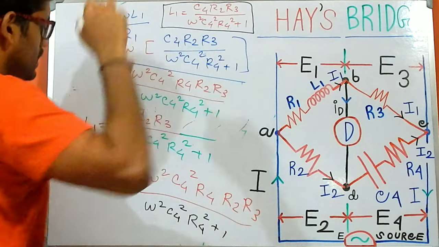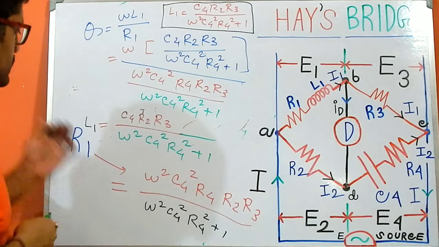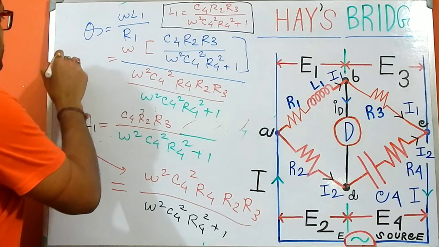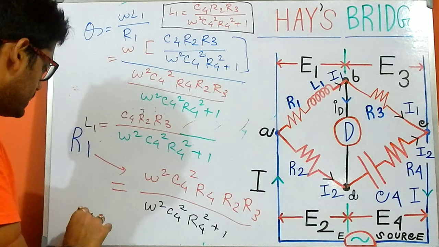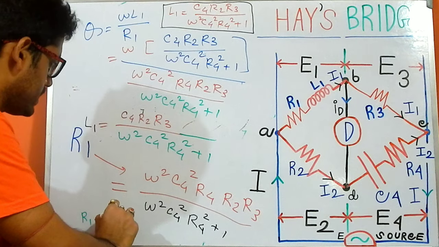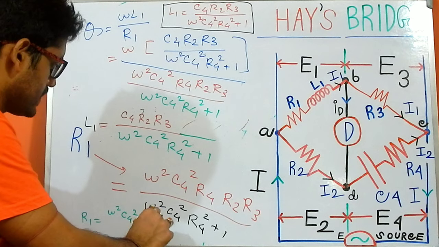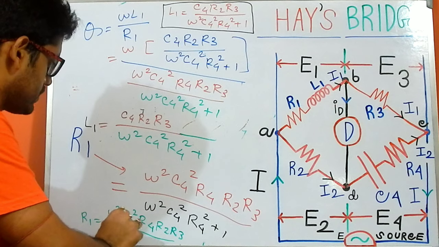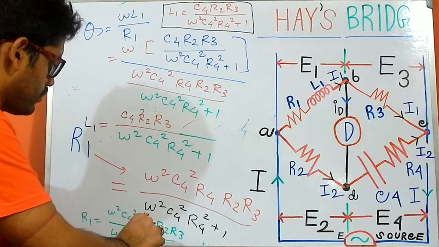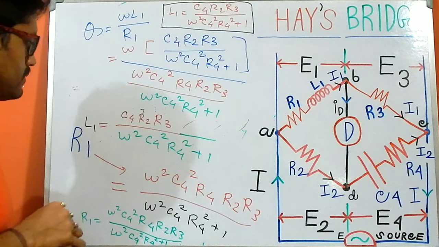The expression of L1 is this one, and the expression of R1 is this one. I think I should use the lower part to write it. So R1 is, I should repeat, omega square, C4 square, R4, R2, R3 divided by omega square, C4 square, R4 square, ultimately plus 1. So this is your expression of R1.